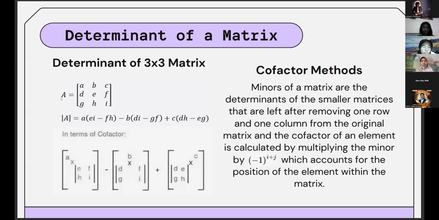So here, matrix A equals [a b c; d e f; g h i], and the determinant starts from a. We remove the row and column of a, so we get the smaller matrix [e f; h i]. From the previous slide, we use the determinant, so a times (ei minus fh), and we do the same for all the rest.